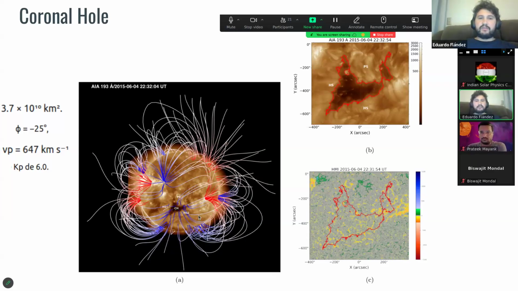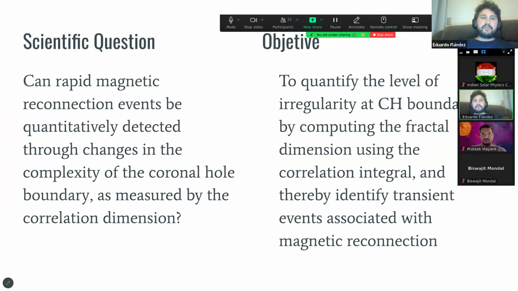So the idea is to try to quantify the level of irregularity. The scientific question is: can rapid magnetic reconnection events be quantitatively detected through changes in the complexity of the coronal hole boundary as measured by the correlation dimension? The objective is to quantify the level of irregularity at the coronal hole boundary by computing the fractal dimension using the correlation integral, and thereby identify reconfiguration events associated with magnetic reconnection.